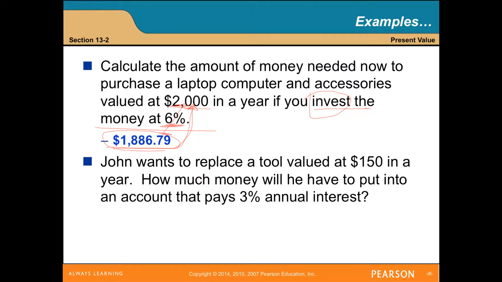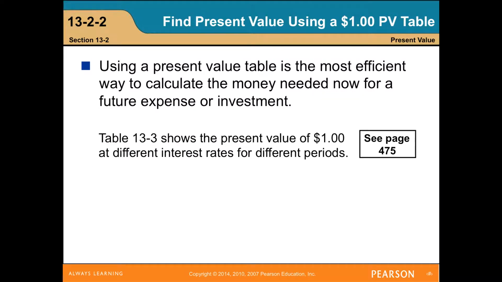John wants to replace the tool valued at $150 in a year. How much money will he have to put into an account that pays 3% annual interest? And the answer is $145.63. Find present value using the $1 present value table.